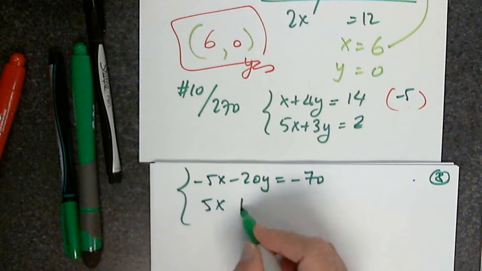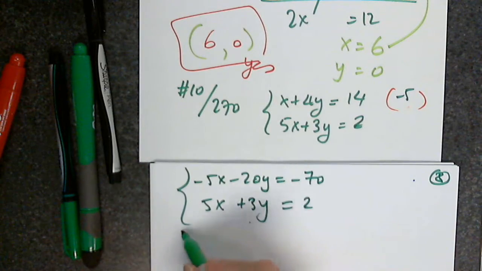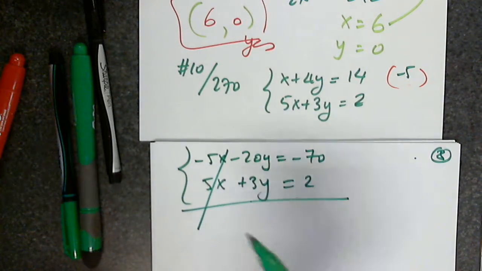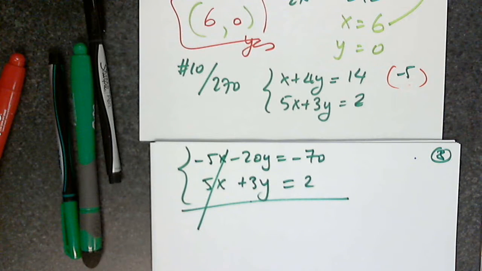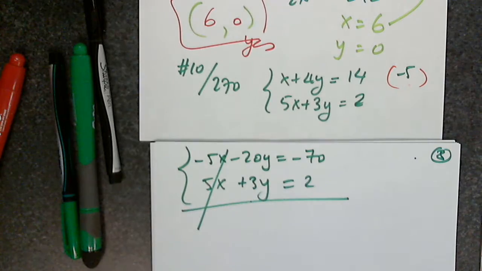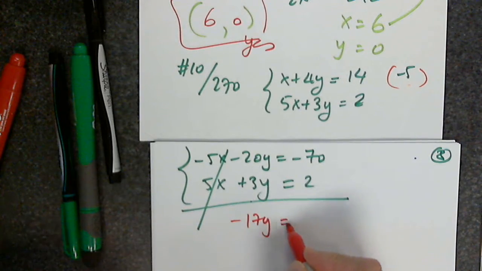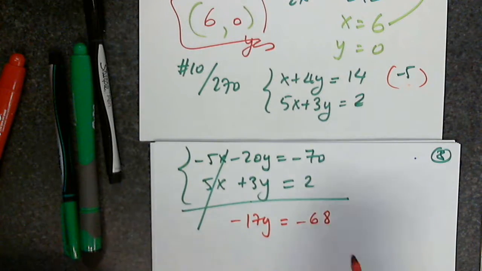And then 5x plus 3y equals 2. Now it makes sense to add. I had a plan and I reached my target. My target was to eliminate x. Multiplying both sides of an equation by negative 5 does not change the solution. And I did it on purpose because I wanted to eliminate x. So therefore I have negative 17y equals negative 68.